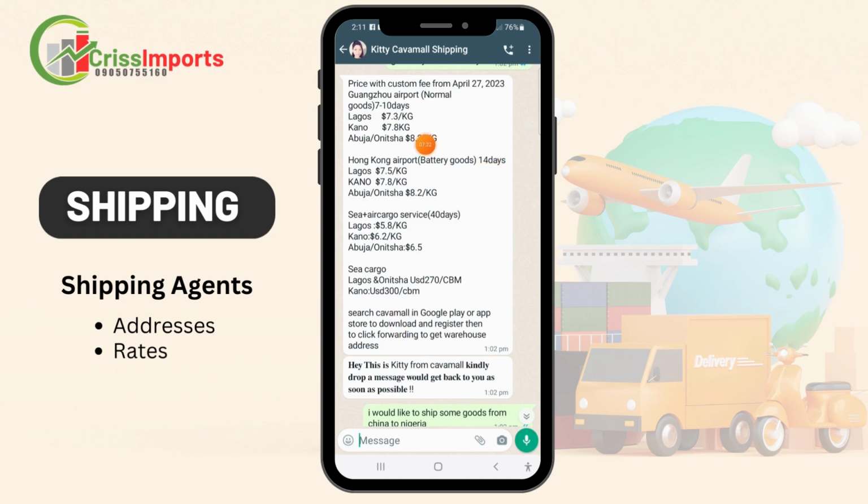Now, this thing is not stable, it's not steady, it changes, it fluctuates. Sometimes it may go down. This 7.3 can reduce to 6.8, it can reduce to 5, it can increase to 8, it can increase to 9, depending on the time. Usually during festive season like Christmas, it usually goes up, right? So that is it. You get all the information.